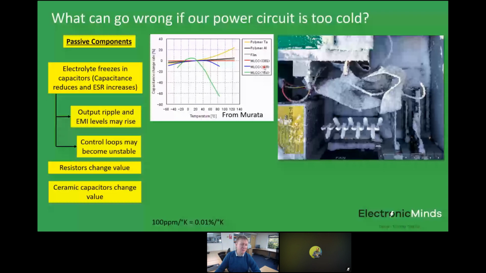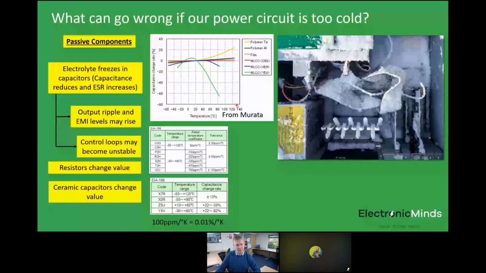X5R takes you up to about 85 degrees C with a certain amount of change, and X7R is a little bit better than that. It goes up to 125. So the important thing is, again, for ceramic capacitors to look at the temperature behavior and make sure that those changes in capacitance are something your circuit can tolerate. Otherwise, you could have all sorts of problems there.